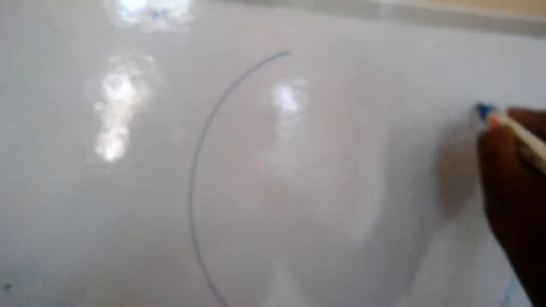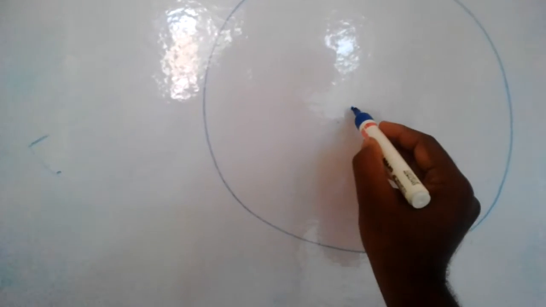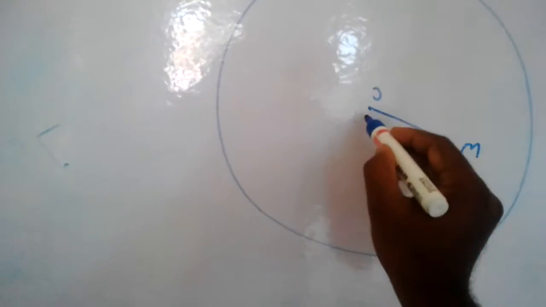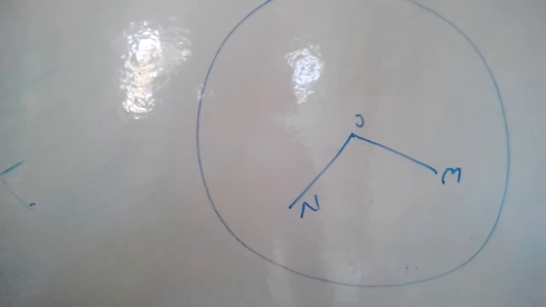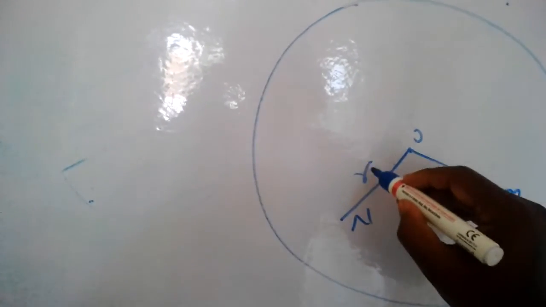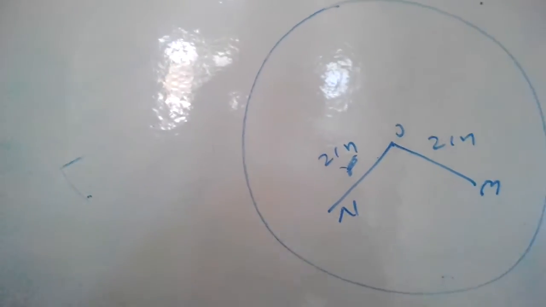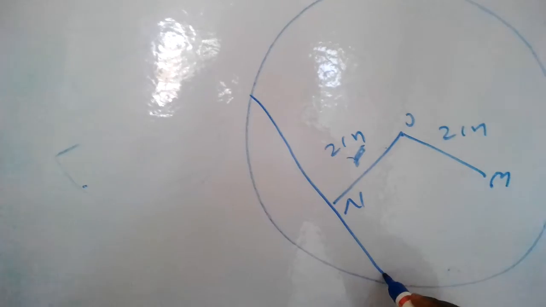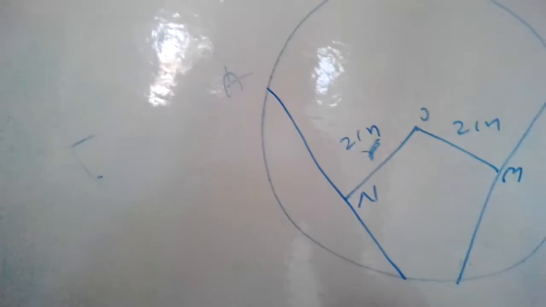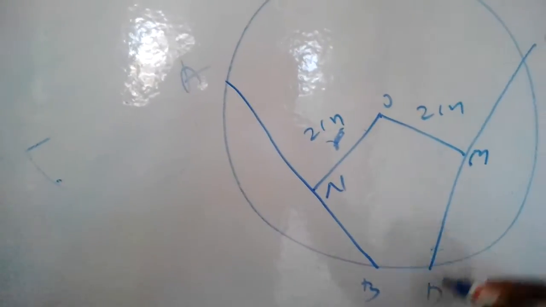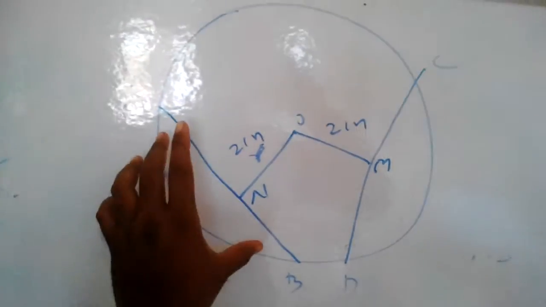Consider one circle here. This is the center of the circle. Now I will draw one line segment here, OM, again ON here. Both have equal measurement, consider 2 centimeter and 2 centimeter. Draw the chords passing through these points, and here also. After that, measure the distance of AB and CD. They have the same distance, so they have the same measurement.